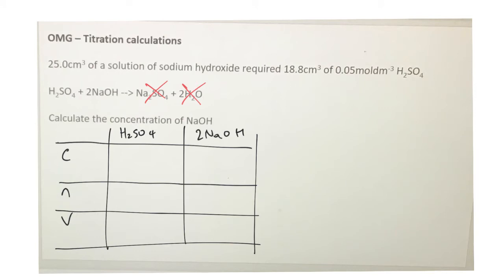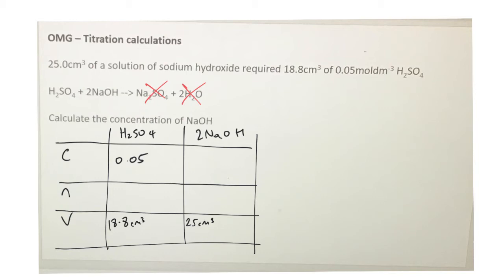So I know that my concentration of sulfuric acid was 0.05. They told me that the volume of sulfuric acid was 18.8 centimetres cubed. We're going to be talking concentration here, so I know I'm going to have to be converting that to decimetres at some point. And my final bit of information, they've told me I've got 25 centimetres cubed of sodium hydroxide.